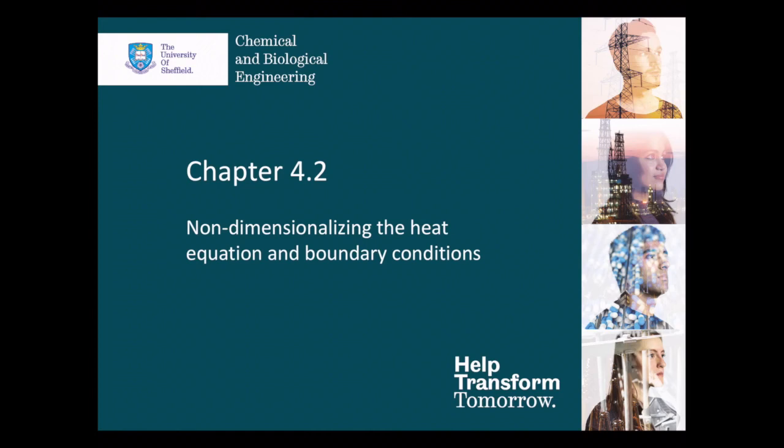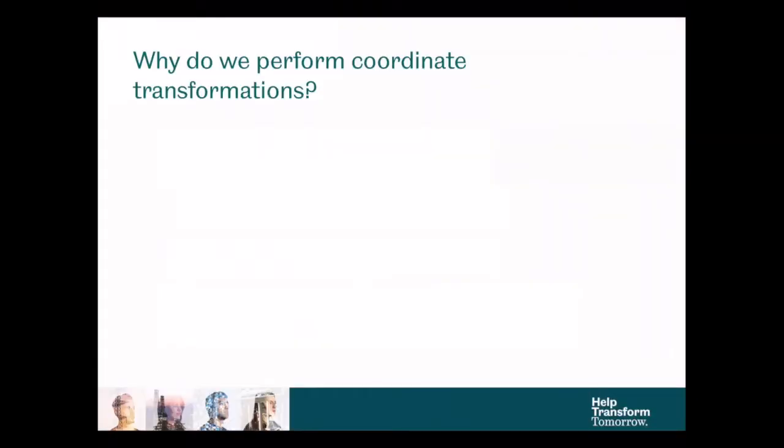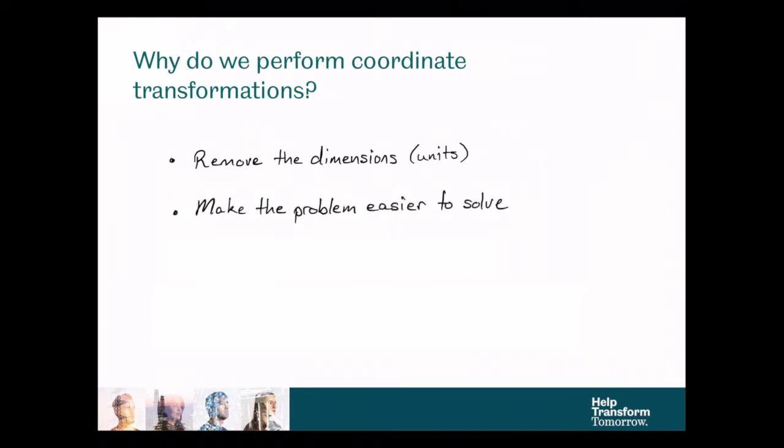In Chapter 4.2, we're going to be non-dimensionalizing the heat equation and the boundary conditions as well. So first off, why do we bother non-dimensionalizing the heat equation? Because it does take a fair amount of time. And the obvious reason is we want to remove the dimensions or the units from the problem. Well, why do we want to do that? It's basically to make the problem easier to solve.